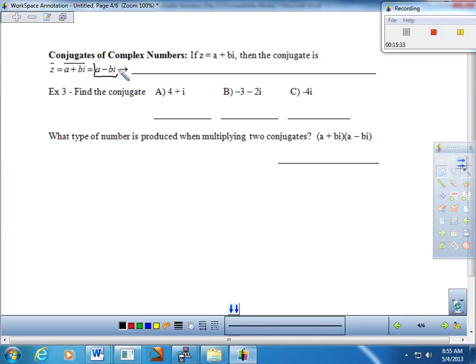So let's box that part up. So there is the conjugate of a plus bi. It's a minus bi. And if it doesn't catch your eye just algebraically, let's just be verbal about it. Basically, a conjugate of a complex number means it's the same real part and opposite imaginary part.